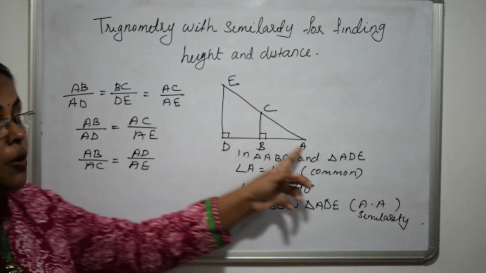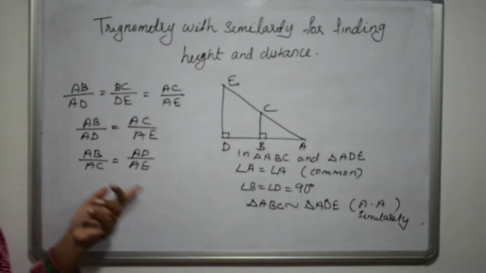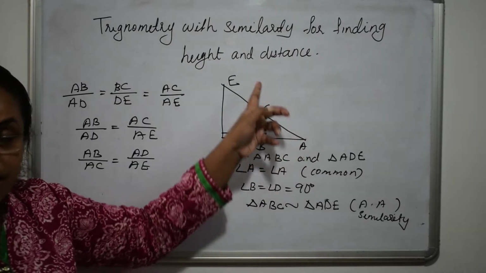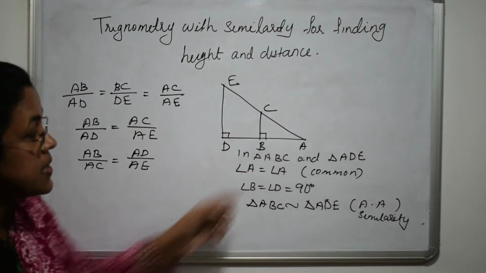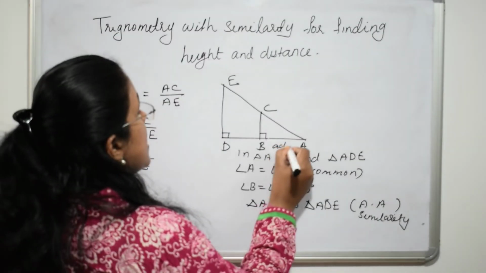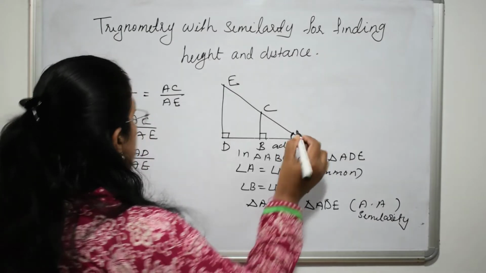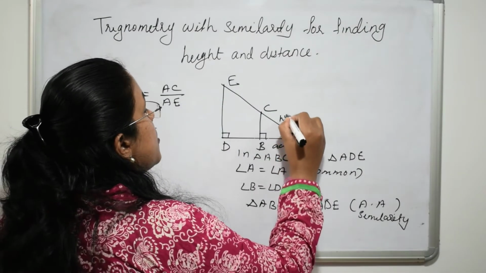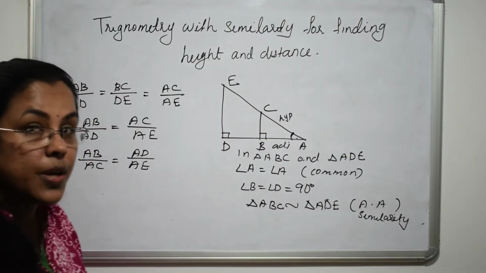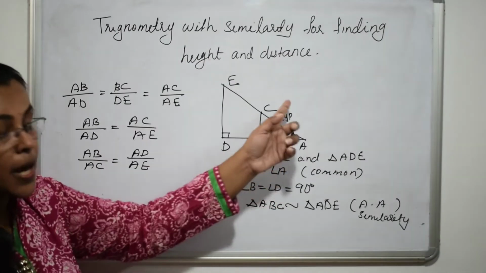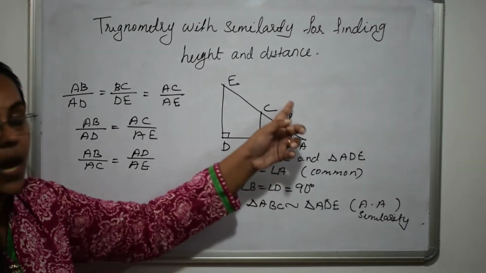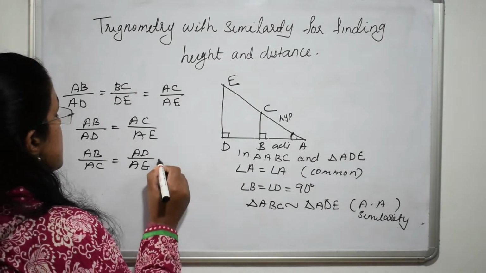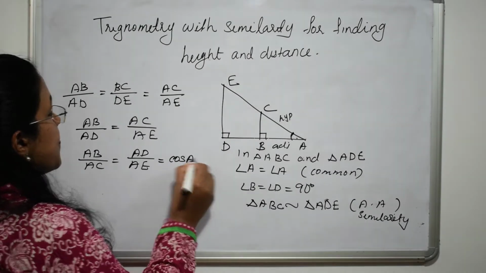We have to relate similarity to trigonometric ratio. According to trigonometry, which trigonometric ratio represents this? AB upon AC means adjacent side with respect to A, adjacent side by hypotenuse. Which trigonometric ratio is this? Adjacent side by hypotenuse, base by hypotenuse means cosine. This is equal to cos A.